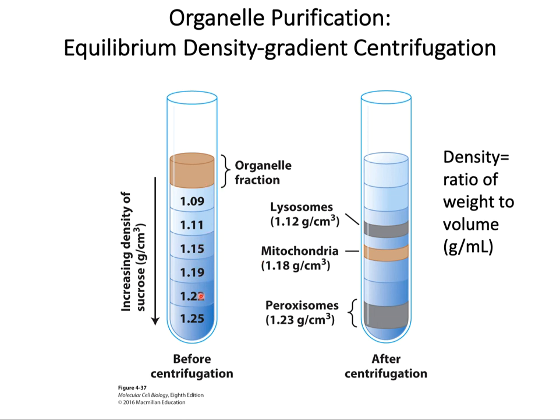move through the gradient, and when they reach an area of the gradient that is equivalent to their own density, they will stop moving. So after centrifugation, you will end up with bands of purified organelles. In this example, the lysosomes will end up at 1.12 grams per ml, mitochondria will end up at 1.12 grams per ml, and peroxisomes will end up at 1.23 grams per ml.